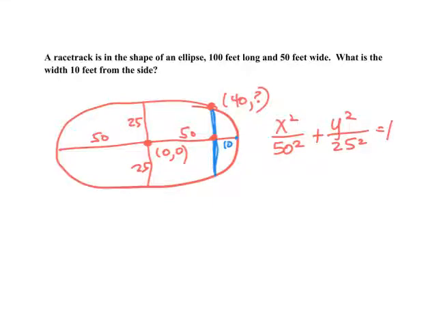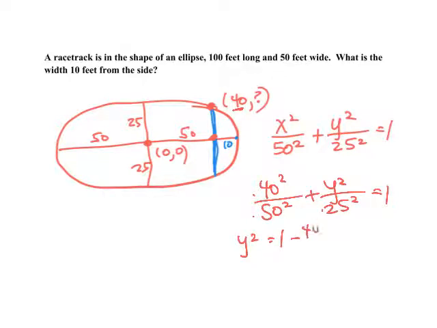And then I can just double that answer to get the width at that point. So what we're going to do is plug in an x of 40. So we're going to have 40 squared over 50 squared plus y squared over 25 squared equals 1. And to solve this equation, you really need to square each of these values. And then you're going to do y squared equals 1 minus the 40 squared over 50 squared, and multiply that whole quantity by 25 squared. And that's how you isolate the y squared.